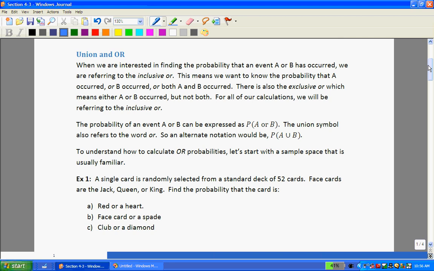The probability of an event A or B can be expressed as P of A or B. The union symbol also refers to the word OR. So an alternate notation would be P of A union B. So these two are completely interchangeable. If you see OR, it's the same thing as a union, and if you say union, it's the exact same thing as an OR.